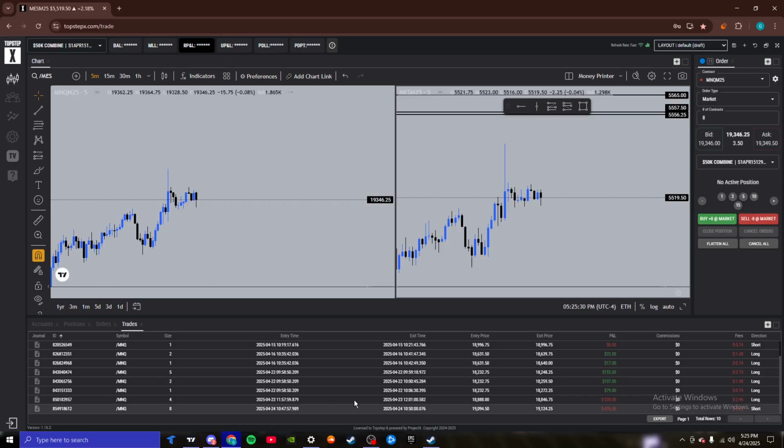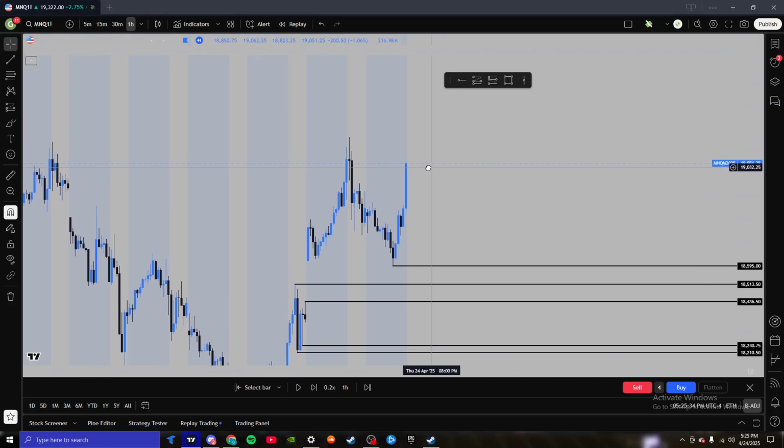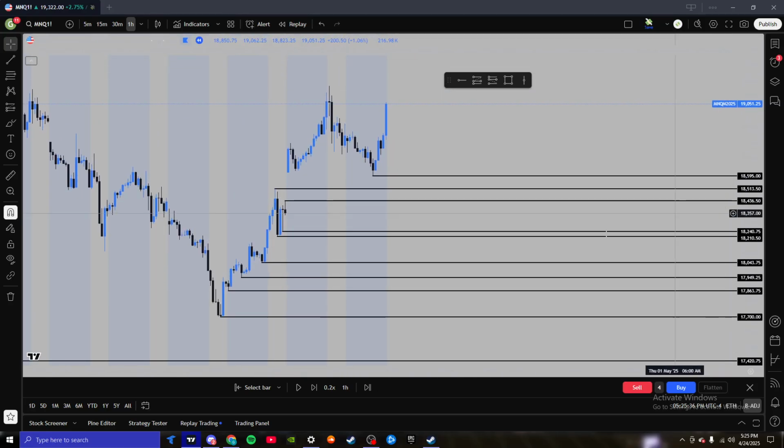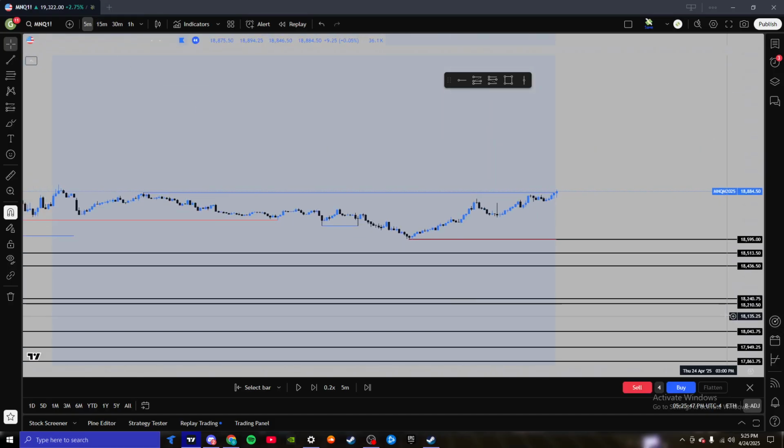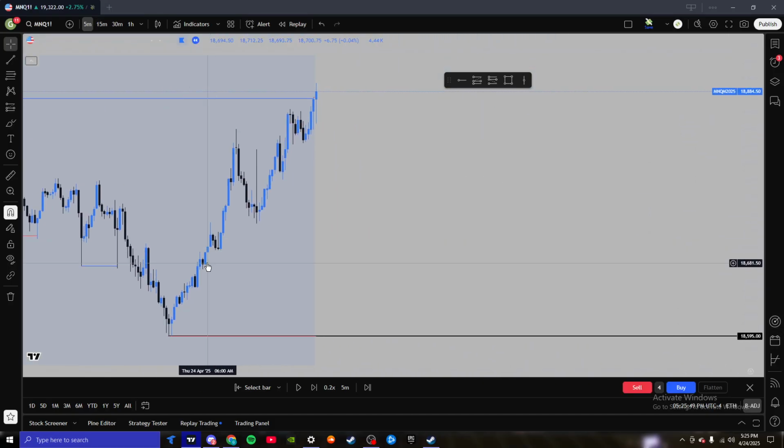You can see when I entered right here, I sized about 8 contracts, 8 micros. So we head on over to TradingView. Coming in overnight, we swept, my bad.